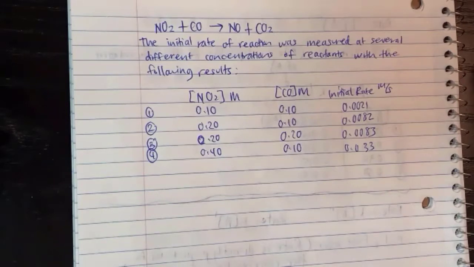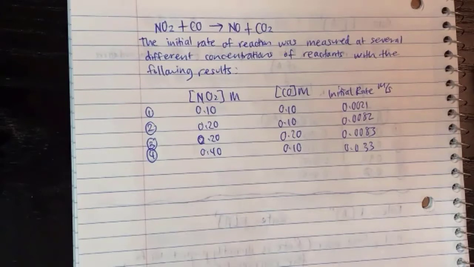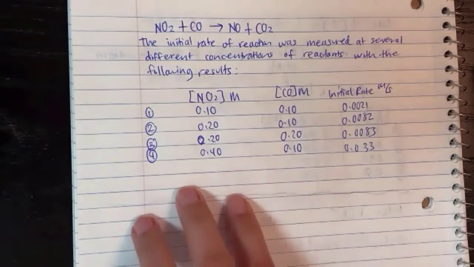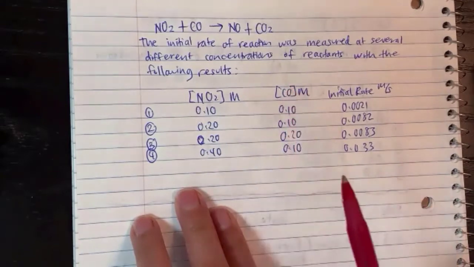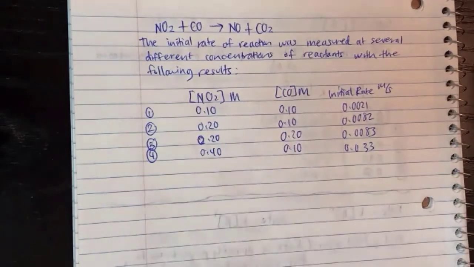The others become controls and they shouldn't change. In this case, since I only have two reactants, one is changing and the other isn't. If I have more than two reactants, you make sure all the others aren't changing except for one.